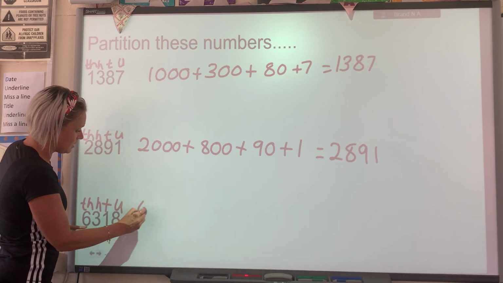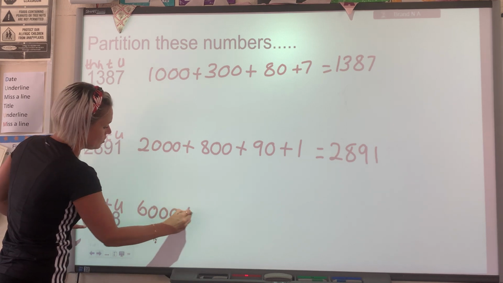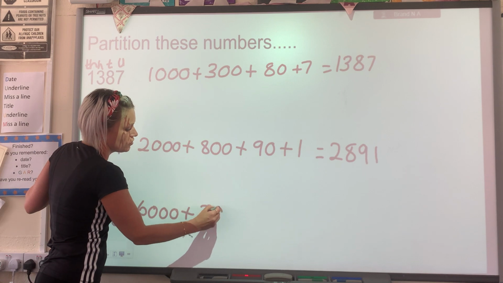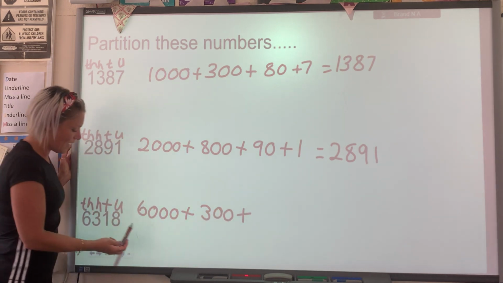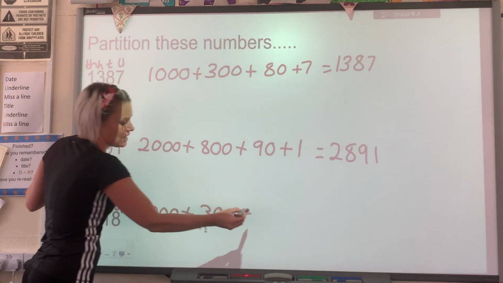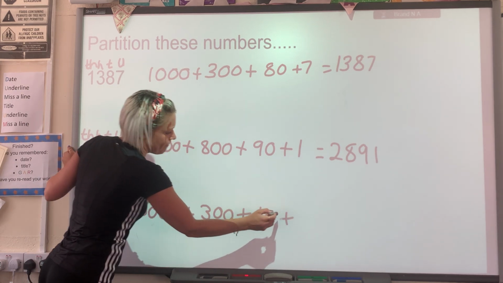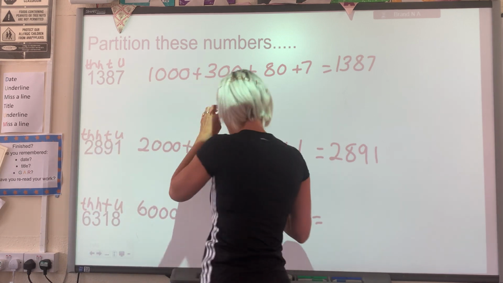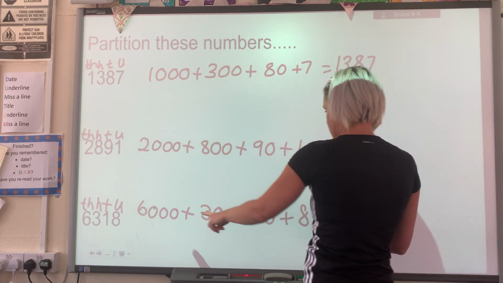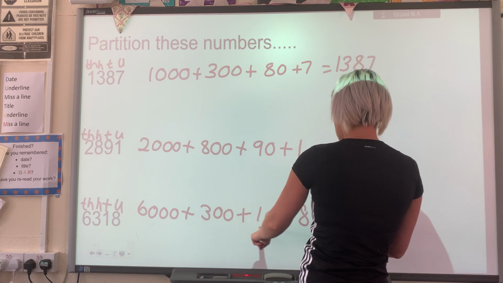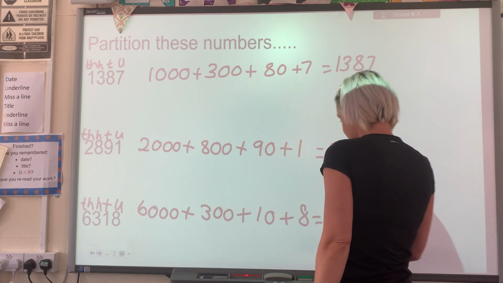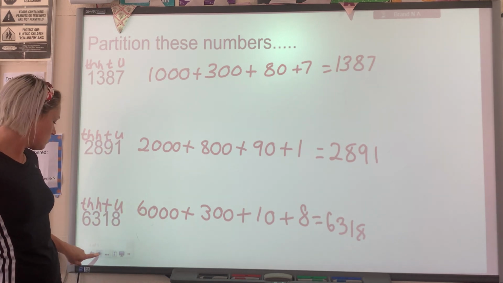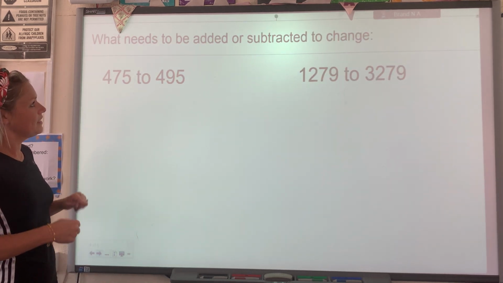So the final one, thousands, hundreds, tens and units. So I've got 6,000, and to that I add my hundreds, which is 3. So 3 lots of 100 gives us 300. Add my tens, only 1 lot of 10 this time, so just 10. And finally add my units, which is 8. And then if I put it all back together, I'd have 6,318. So we've managed to partition those numbers.